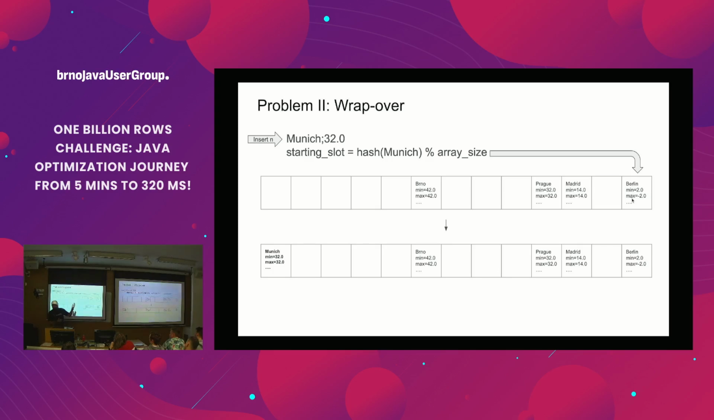Is it empty? No. Is it matching? No. Hence I should move to the right. But I can't do that, right? That would be an array out of bound exception. But I have to wrap over back to where I started. And there is an efficient algorithm for this. I don't need any if else, but in principle it's like that.